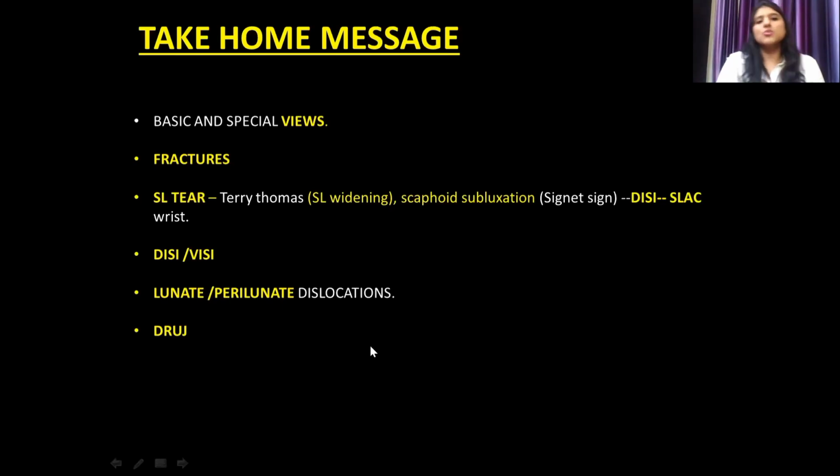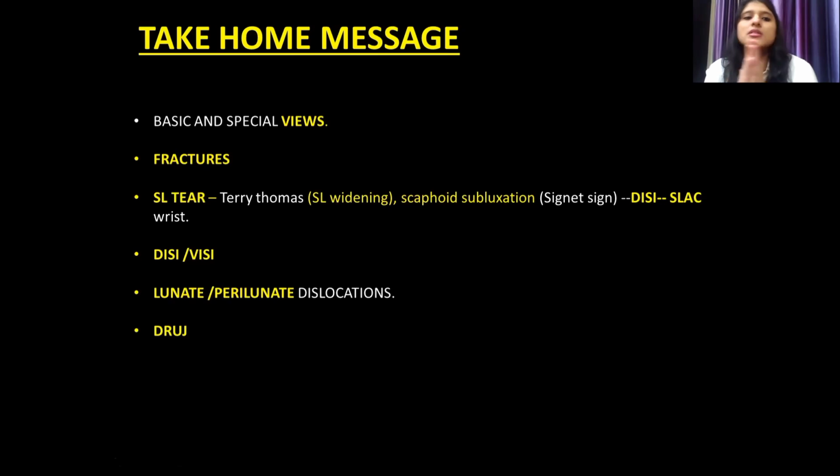In this presentation, we discussed the basic views, which are the posterior-anterior view and the lateral view. And we also discussed some special views, such as the ulnar deviation view, the scaphoid view, the carpal tunnel, and the carpal bridge views. Then we assessed some common fractures of the distal radius and the carpal bones, such as the hook of hamate fracture, the triquetrum fracture, the scaphoid fractures, and then Kienböck's disease.